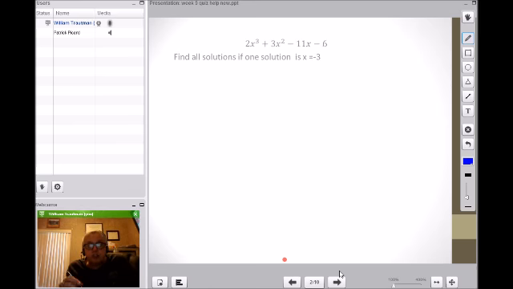We want to find all solutions. So the question is, how many solutions are there? If we have a third power, there's a possibility of having 3 solutions. Fourth power, 4 solutions. Fifth power, 5 solutions. Did you see? That's part of the discussion this week.